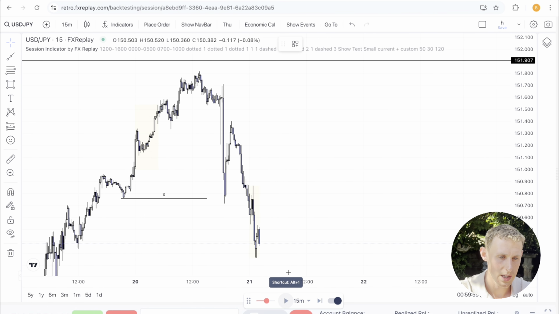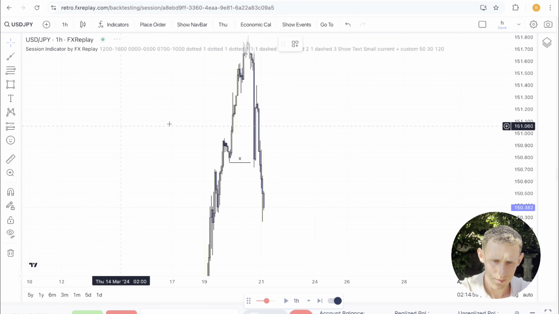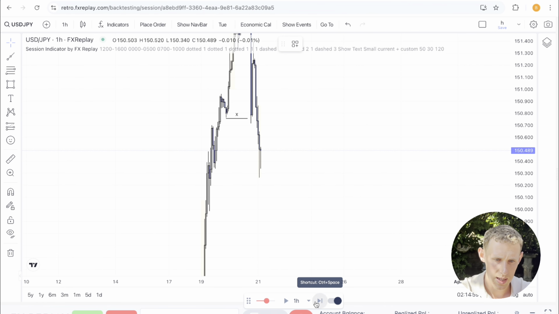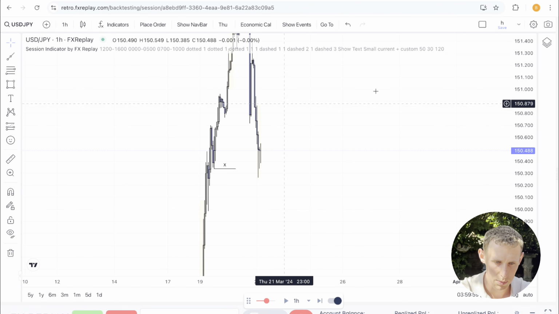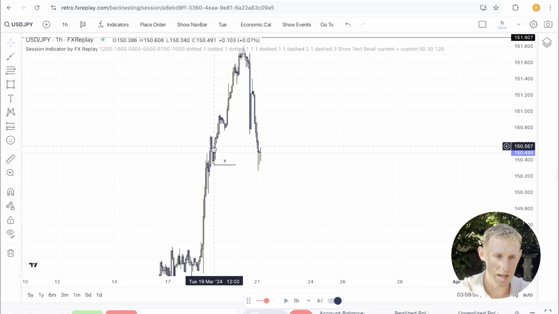Okay, yeah, so cool. Price is coming lower anyway. This area would be the next point of interest. You can see it was a previous demand zone that price has now taken out.